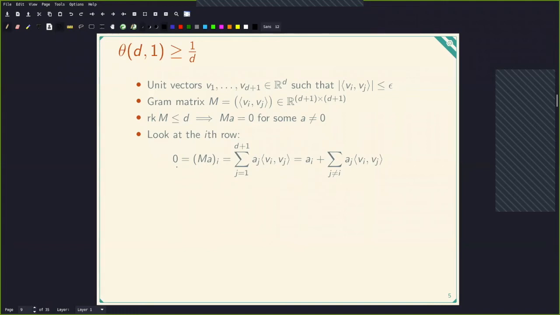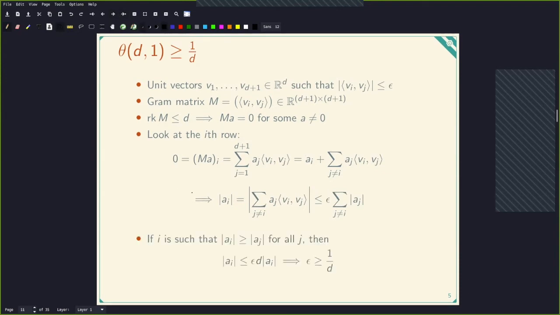If we write out that equation, we get 0 is this. We can expand it out in terms of what this product looks like. Now I'm going to pull off the ith term, because I know the inner product of vi with itself is 1, and I'm going to leave the others together. Now I can move the ai over to the other side, take absolute values, and apply the triangle inequality. Using the triangle inequality, I know that all of these, when i is not equal to j, are bounded above by epsilon. So we get this inequality that holds for all i.